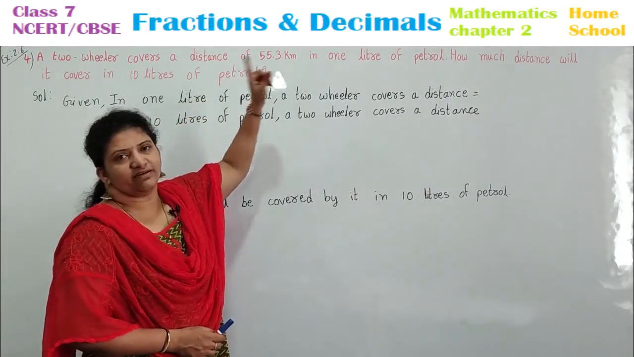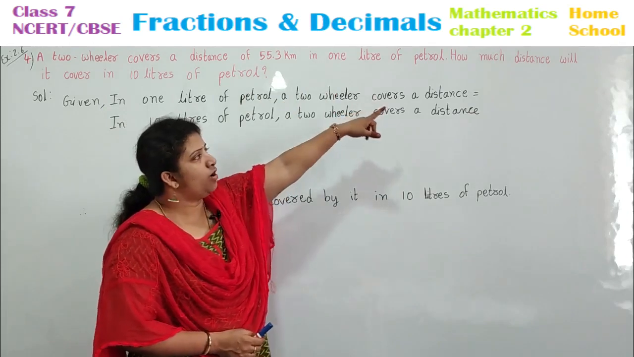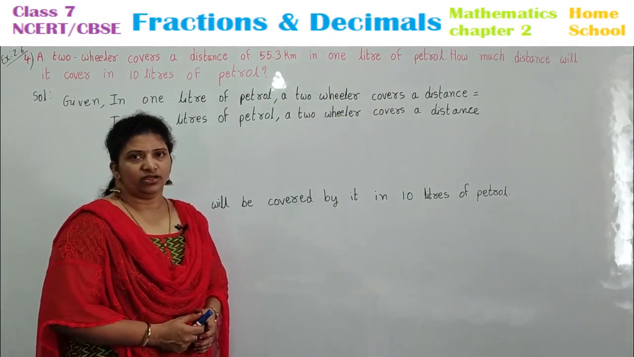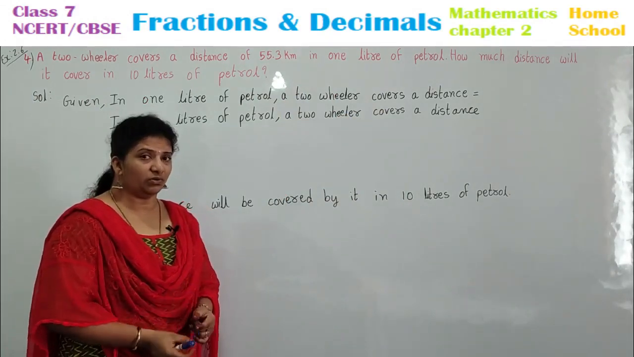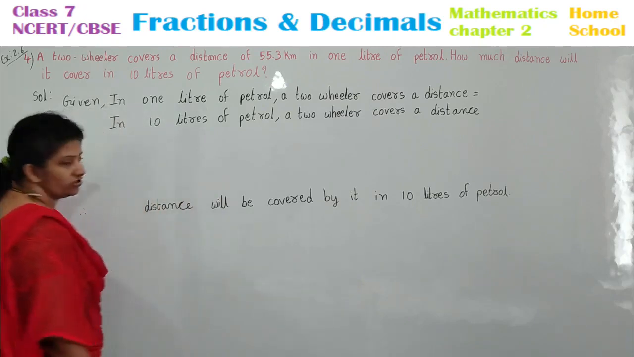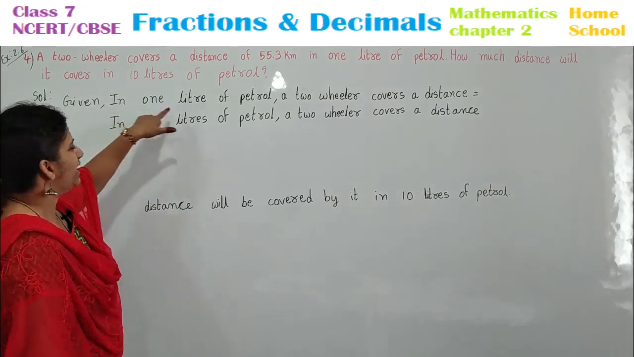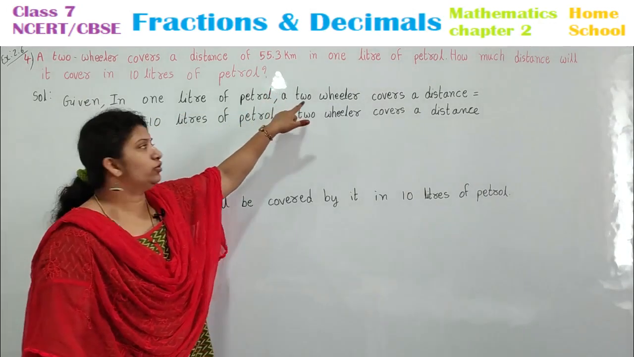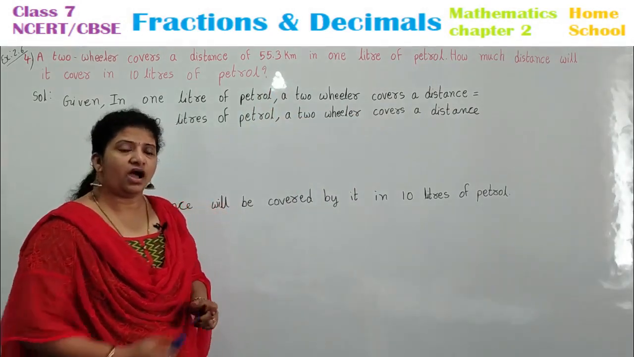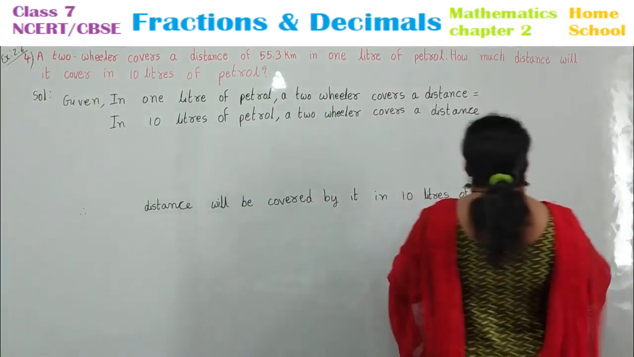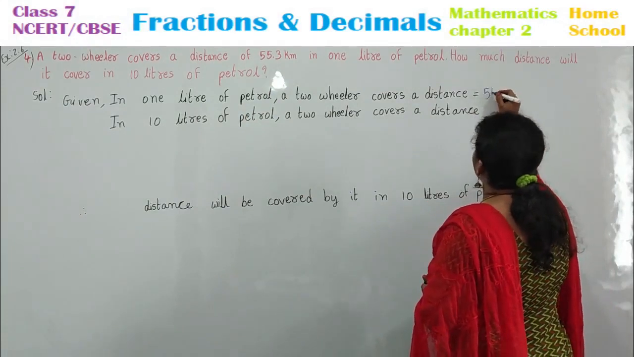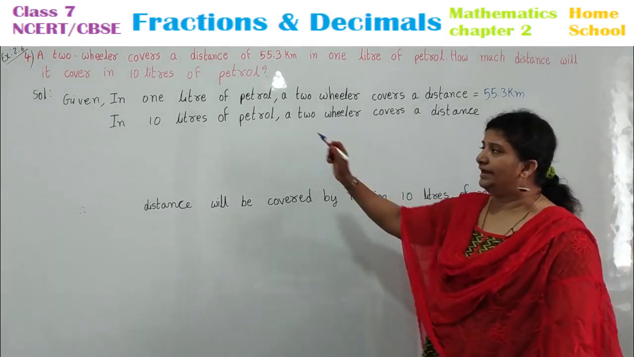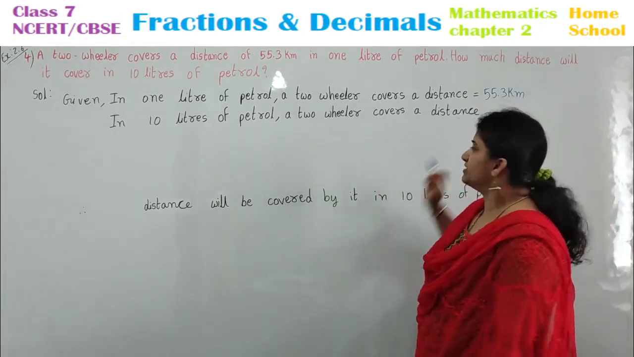55.3 kilometers distance is covered in 1 liter of petrol. How much distance will it cover in 10 liters of petrol? If you have 10 liters, how much distance it can cover is your question. So your solution: given, in 1 liter of petrol a two-wheeler covers a distance of 55.3 kilometers. In 10 liters of petrol, a two-wheeler covers a distance.